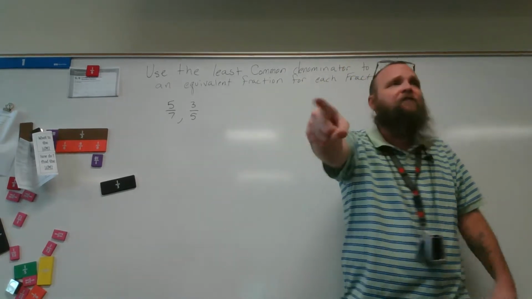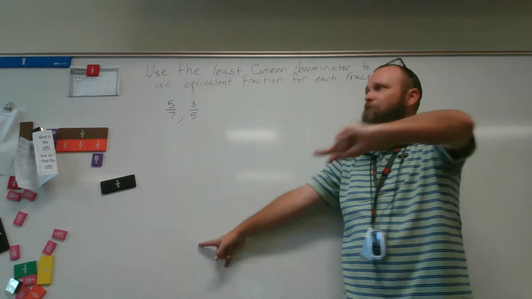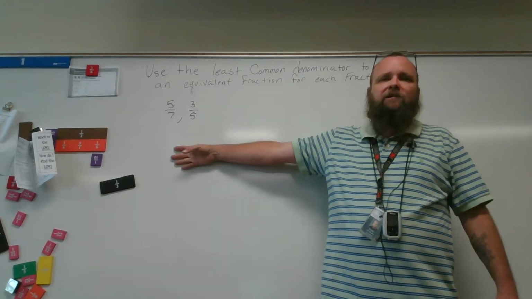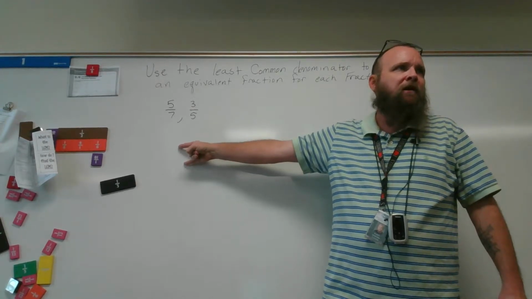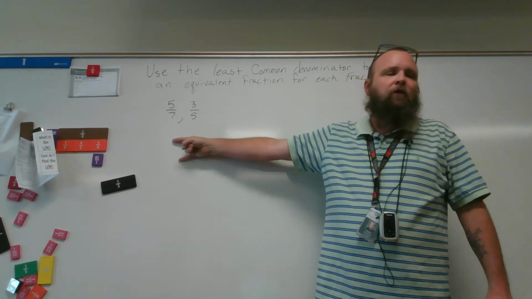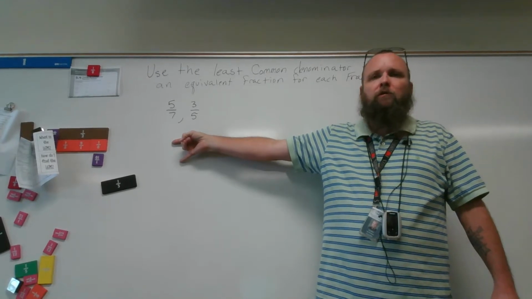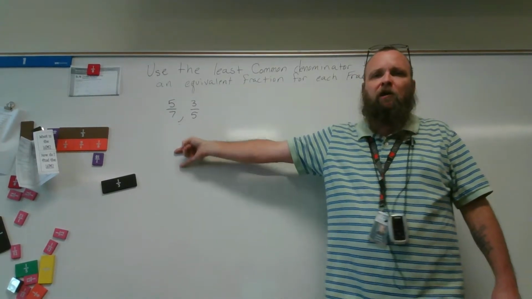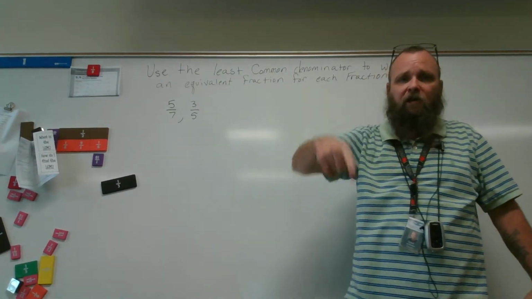Your fractions are 5/7 and 3/5. Find the least common denominator, like we just did. Find the equivalent fraction of those two. If you're working at home, pause the video. If we're working here, I'll pause the video.